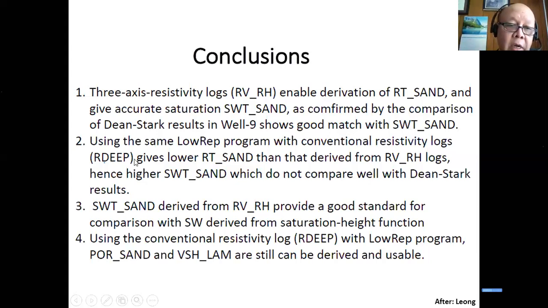Using the same low-rep program with conventional resistivity logs gives lower RT sand than that derived from RV-RH log, hence higher SW sand, which does not compare with the Dean-Stark results. The SW total sand derived from RV-RH provides a good standard for comparison with SW derived from saturation height function.